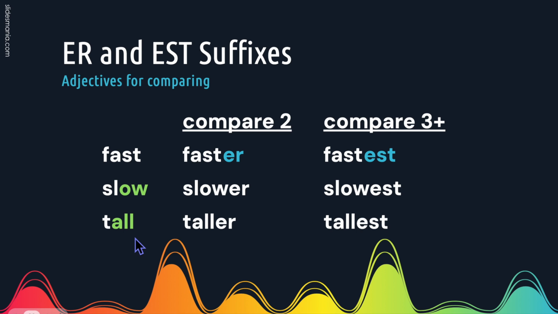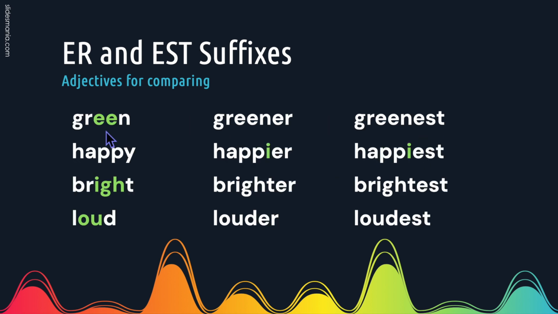ALL at the end of a root says all. So here's tall, taller, tallest. Remember, if you're comparing two things, you use er. If you're comparing three or more, you use est. EE says E. So here we have green, greener, greenest. Here we have the word happy. Notice that when we add the suffix the Y becomes an I. So here we have happier and happiest.